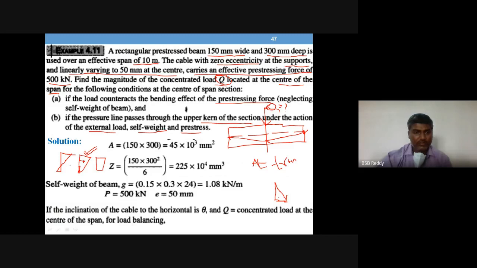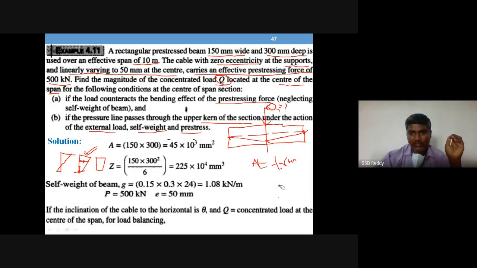So if you know the load, whatever load you apply shall be just sufficient to balance the tensile stresses at the bottom. In that case, the location of the pressure line is nothing but the kern point. So that way you have to understand that, right?